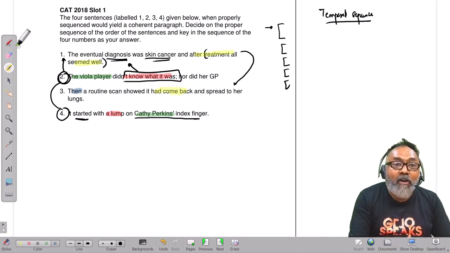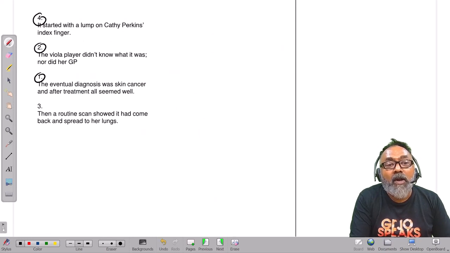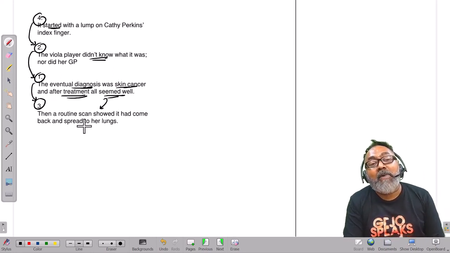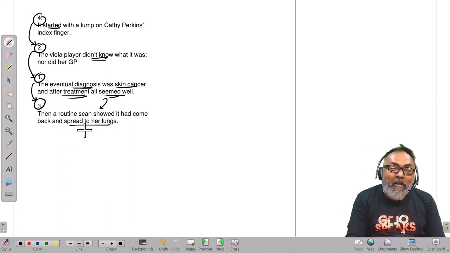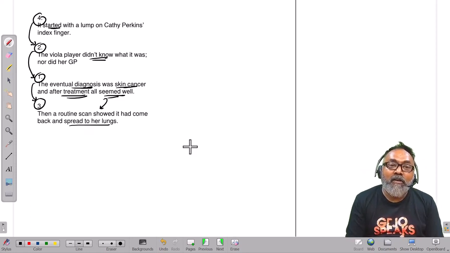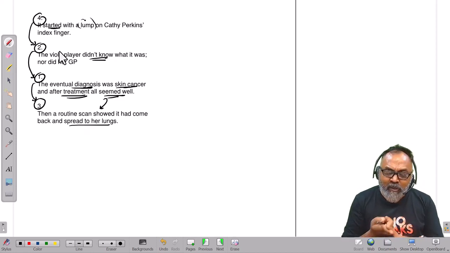You can see all sorts of connections, and then you see this answer choice, which is 4, 2, 1, and 3, and we can actually see a temporal sequence. What started, didn't know what it was, diagnosis, it was skin cancer, treatment happened, everything was okay. Then a routine scan showed it had come back and spread to the lungs. It's a sad sort of twist towards the end of the story. It started with a very small lump, just a lump in the index finger.